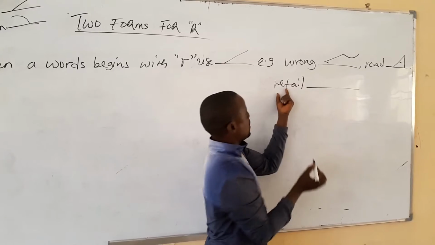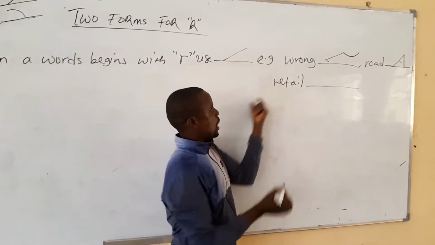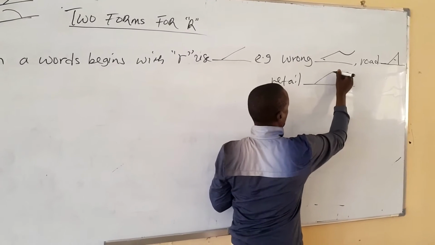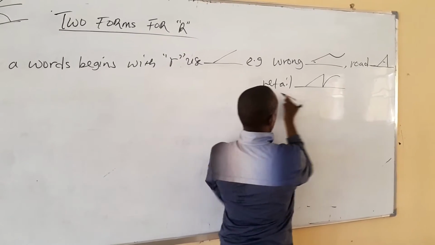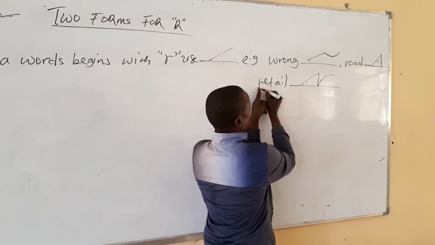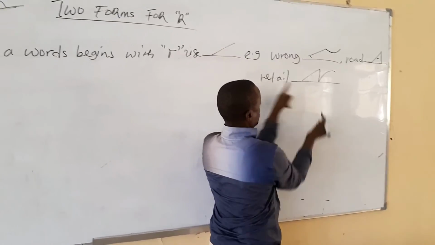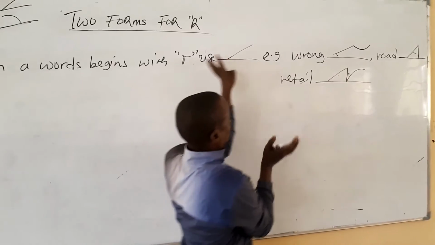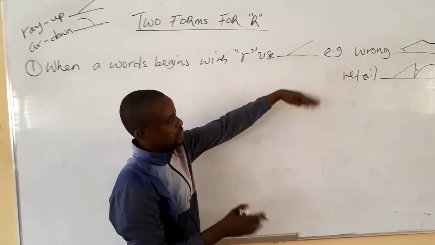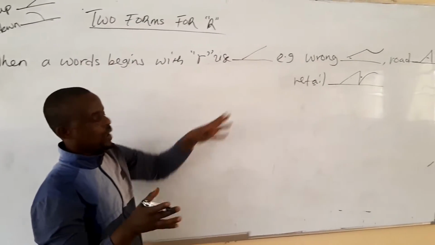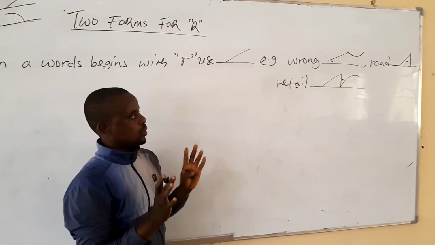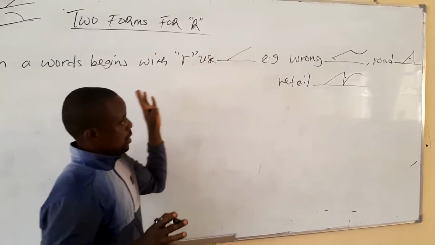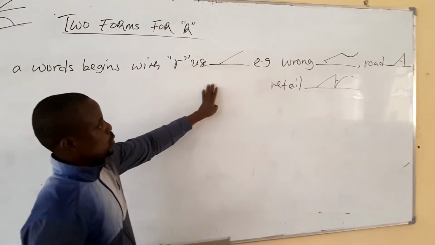Now, since the word begins with R, you are going to use ray up. Then this is ray up. Return. Then this is short A. Then we have long A here. Return. So these are the three examples given. You can think of a lot of examples where R begins a word. Wherever a word begins with R, we are going to use ray up.